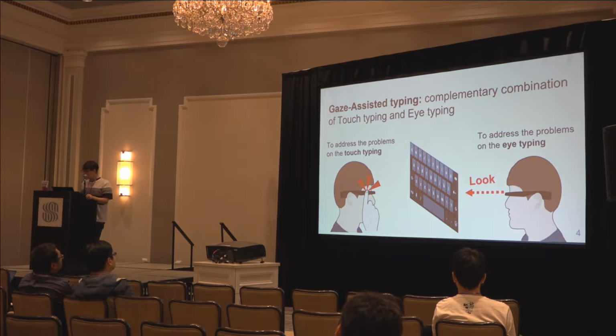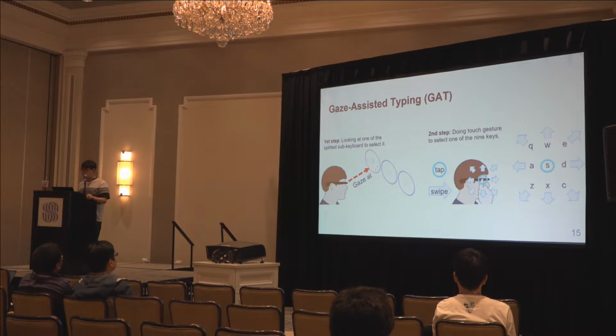So, to address the problems of both touch typing and eye typing, we present the gaze assisted typing method. It is a complementary combination of touch typing and eye typing. Gaze assisted typing, so-called GAT, is a kind of two-step input method. First, a user selects one of the split sub-keyboards by looking at it. And second, the user enters one of the keys in the selected sub-keyboard by performing one of the corresponding touch input gestures.